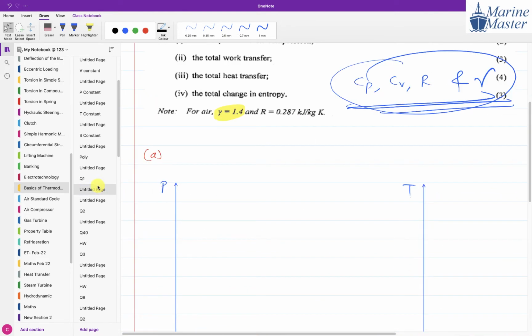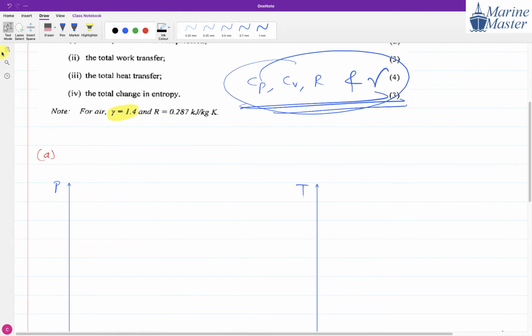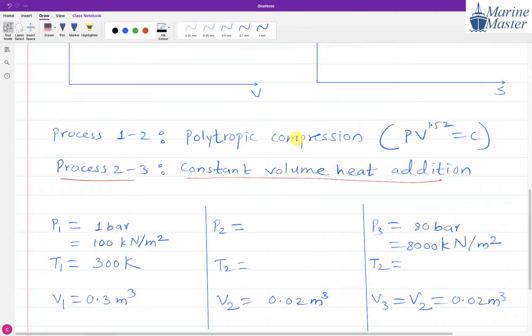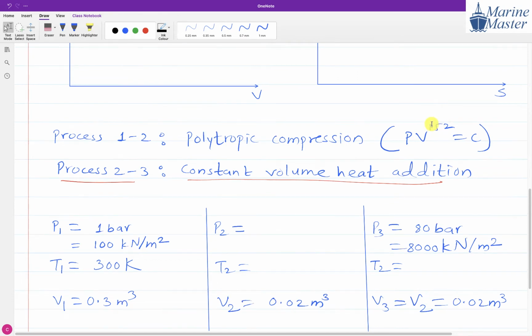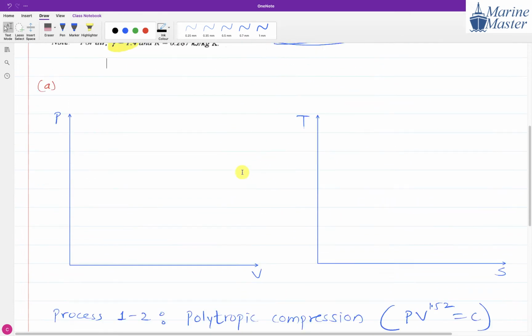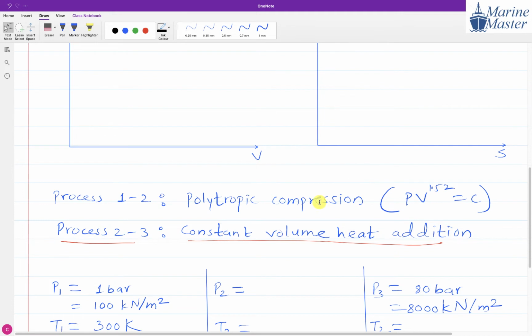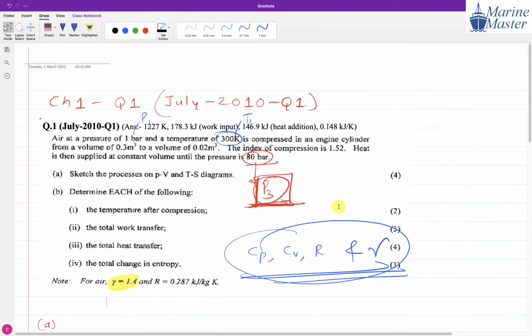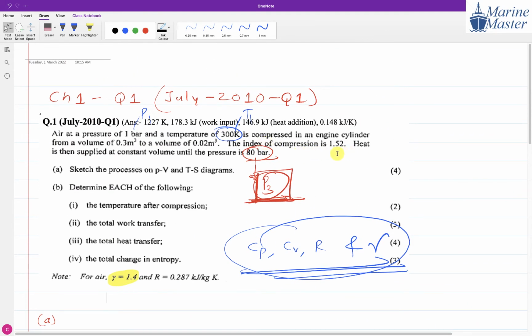But here, our process is not isentropic compression. Here, the compression is polytropic compression. Sometimes a few students assume gamma and consider it isentropic compression. This is not isentropic compression, it is polytropic compression, because they have given us an index of compression. Gamma is the isentropic index or adiabatic index, but it is a property of that particular gas.